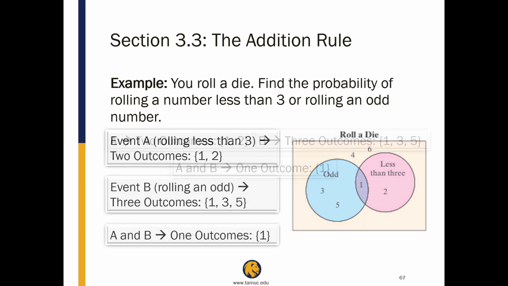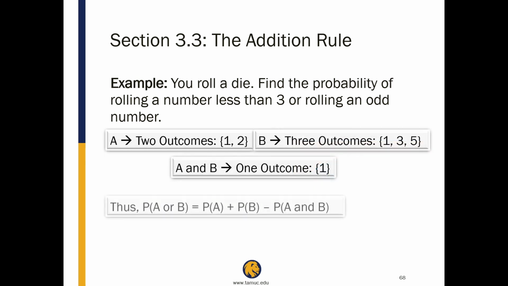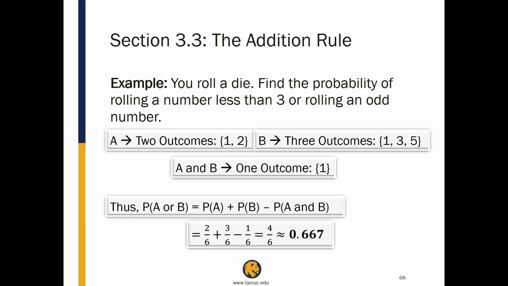And so to do the probability, we need to break it down like so. We take the probability of A plus the probability of B minus the probability of A and B. And looking up above, we know the number of outcomes for each of these events. For the probability of A, there's a 2 out of 6 chance, so 2 over 6, plus the probability of B, which is 3 over 6, minus the probability of A and B, which has a 1 out of 6 chance. If we put this together, it gives us 4 over 6, or approximately a 0.667 chance of this occurring.